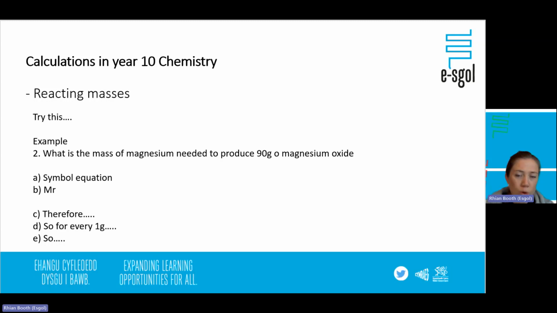So have a go at this, pause the video and see how you can get on with this one. What is the mass of magnesium needed to produce 90 grams of magnesium oxide? Sorry, there's a typo there. It should be of magnesium oxide. Okay, we haven't suddenly switched over to Welsh. Okay, right, off you go, and let's see if you get the correct answer.